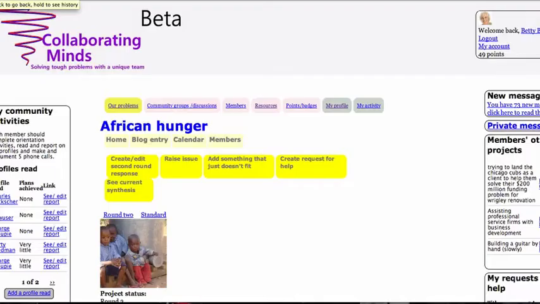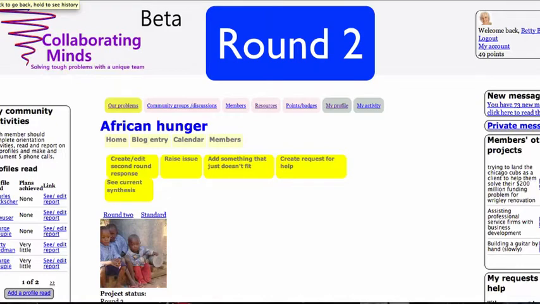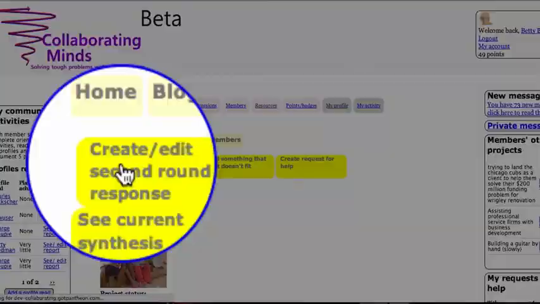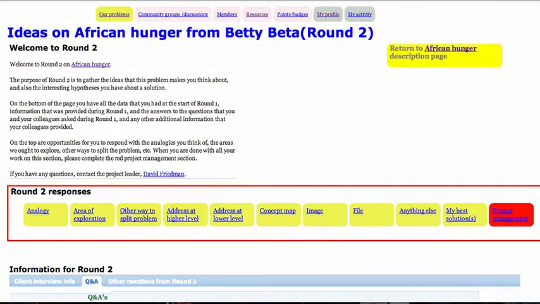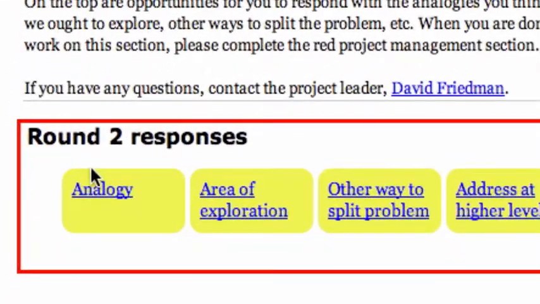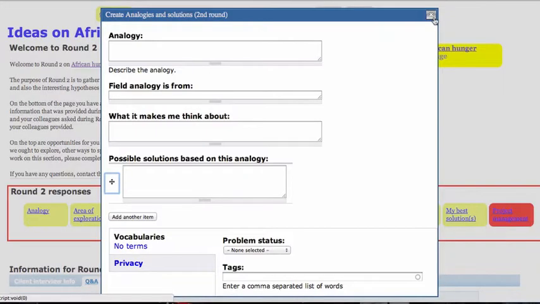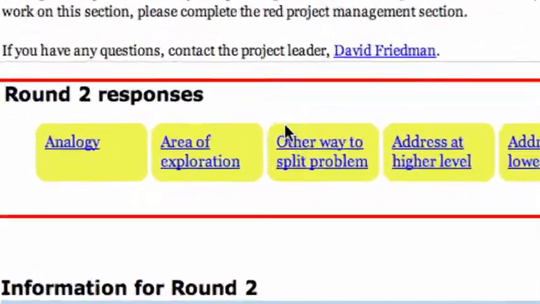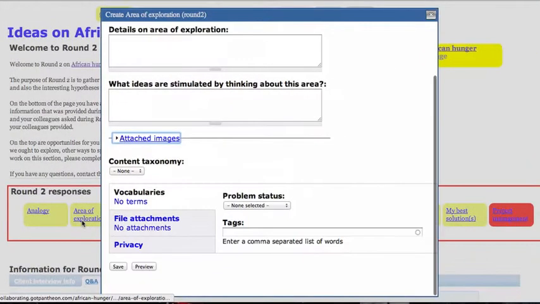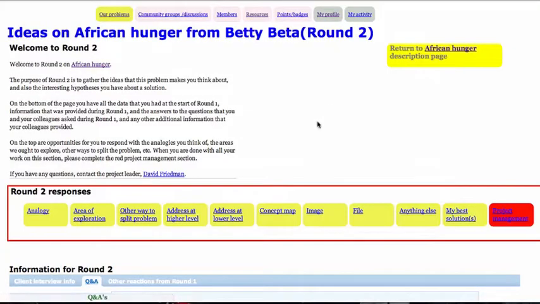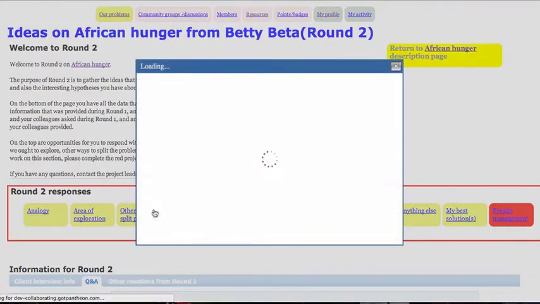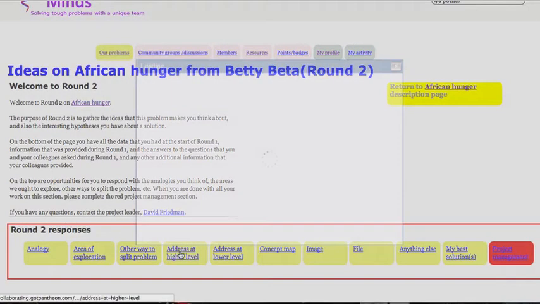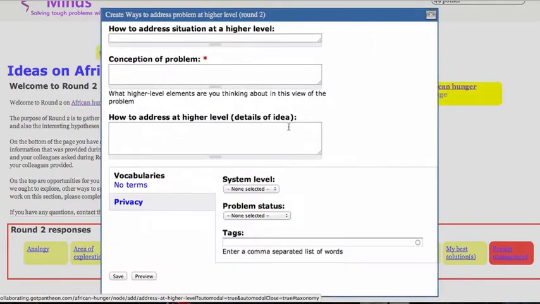In the second round, which we are looking at for a different problem, you'll open a second round response form. On this form, you'll be asked for ideas that occur to you in connection with the problem. For example, what analogies occur to you? Or, what additional areas should we explore? Or, are there other ways to split the problem that would make it easier to solve? Or, are there ways to address the problem at a higher level or a lower level?